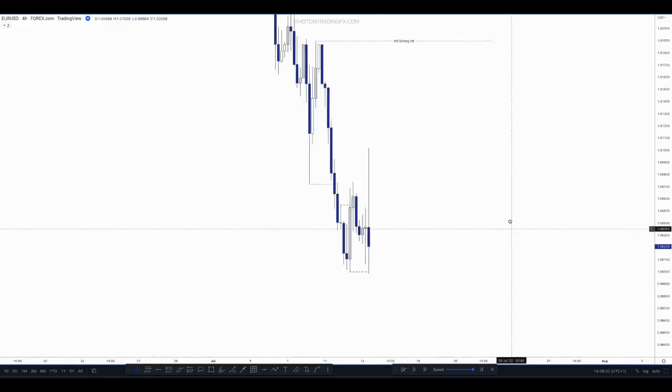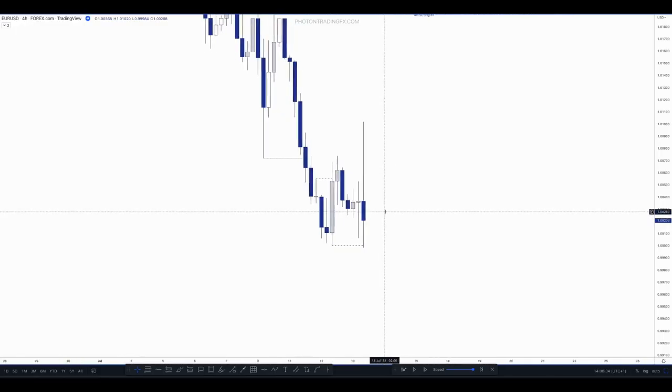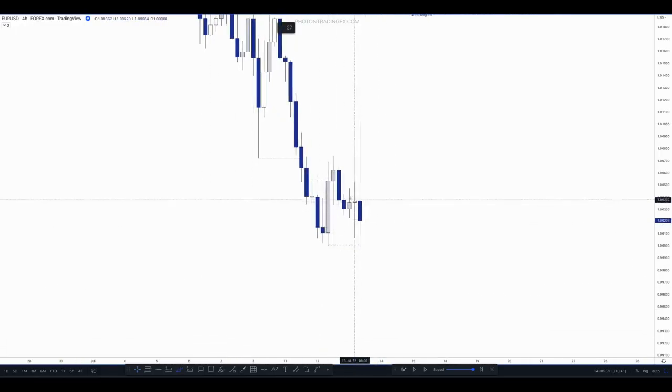Okay, so we've got a bearish change of character, but this is one of those complex examples where, excuse me, price came down. It took the low with this candle.